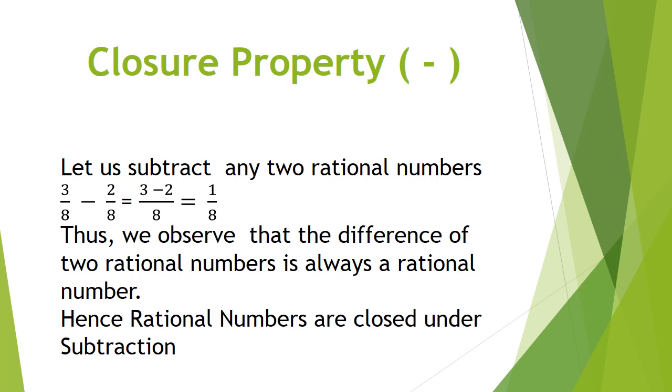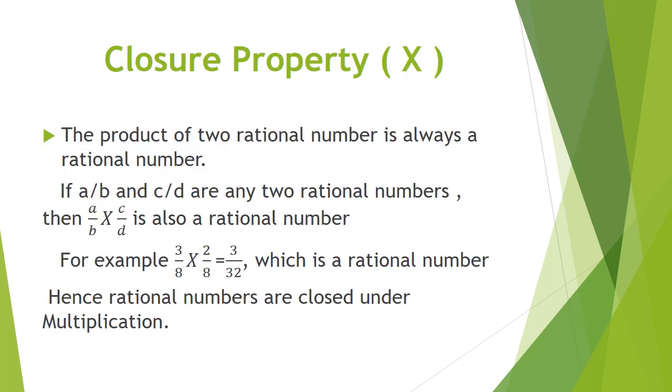Next property is closure with respect to subtraction. Let us subtract any two rational numbers. The rational numbers are 3 by 8 and 2 by 8. Do the subtraction, that is 3 by 8 minus 2 by 8. The answer will be 1 by 8. Thus we observe that the difference of two rational numbers is always a rational number. Hence rational numbers are closed under subtraction.